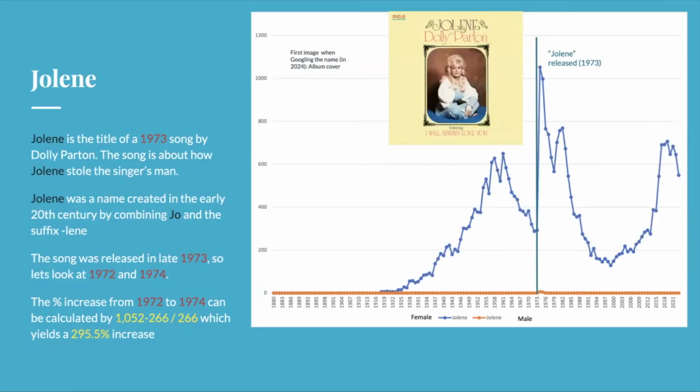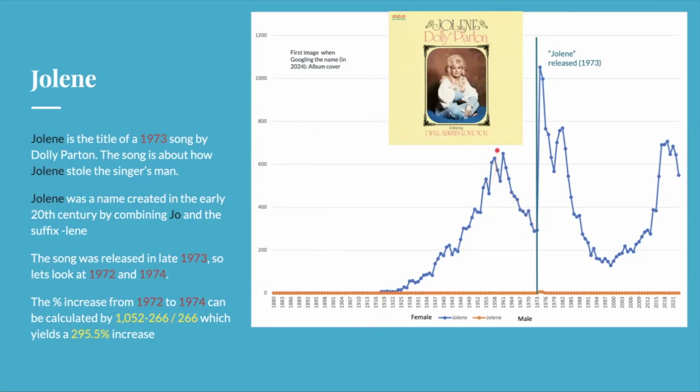Next name is Jolene, which is the title of a 1973 song by Dolly Parton. It is a great song. It's about how Jolene stole the singer's man. And Jolene was actually a name created in the early 20th century by combining Jo and the suffix "lean." And you can see right here, it pops up. I'm not sure if this is where 5 would be, but it starts in, looks like, 1918.